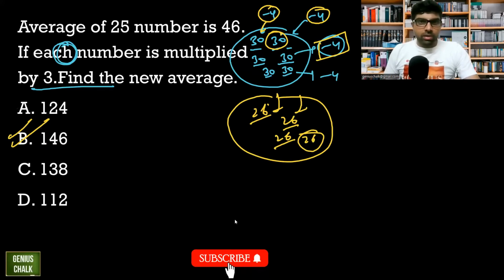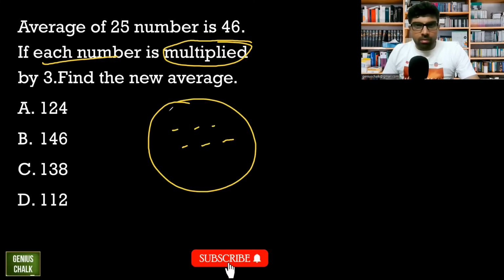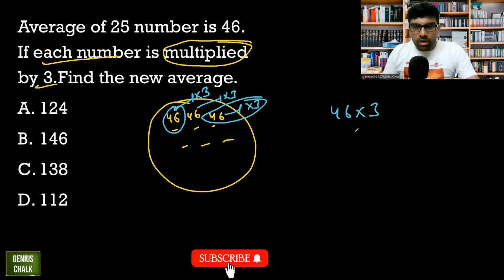Next one, 25 numbers, average is 46. Each number is multiplied. So we have seen addition and subtraction. Now it's multiplication. If I see average is 46, if I multiply each number by 3, that means overall average will also be impacted by the same. So into 3, this is also into 3. So overall average will also be multiplied by 3. 3 4s are 12, 6 3s are 18. So that is 138. This is my answer, C.